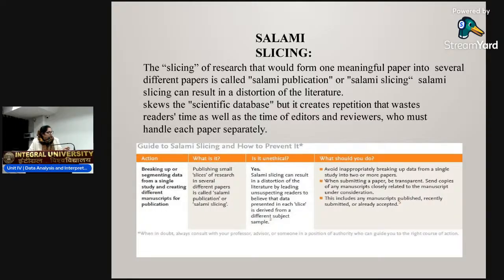Salami slicing we had discussed yesterday. What is salami slicing? Slicing of research that can form one meaningful paper into several different papers is called salami publication.